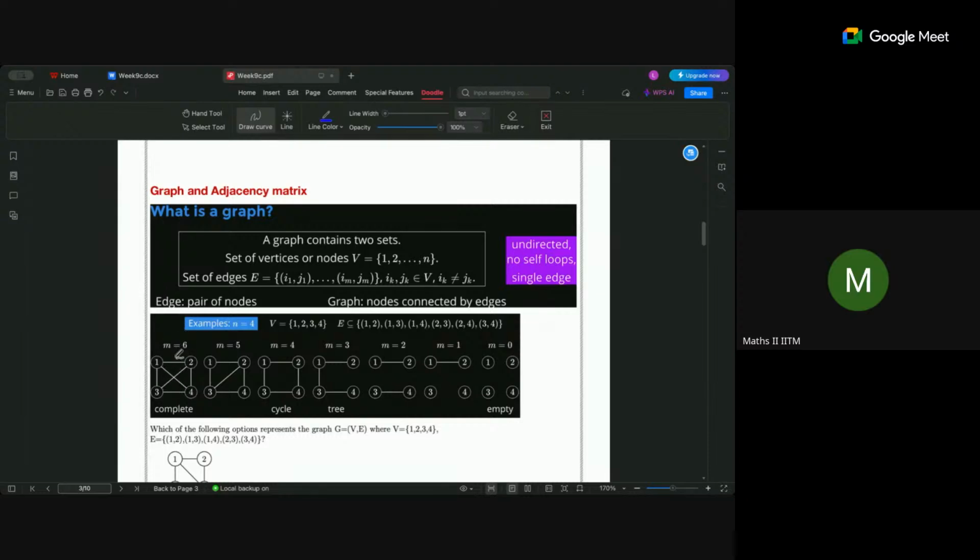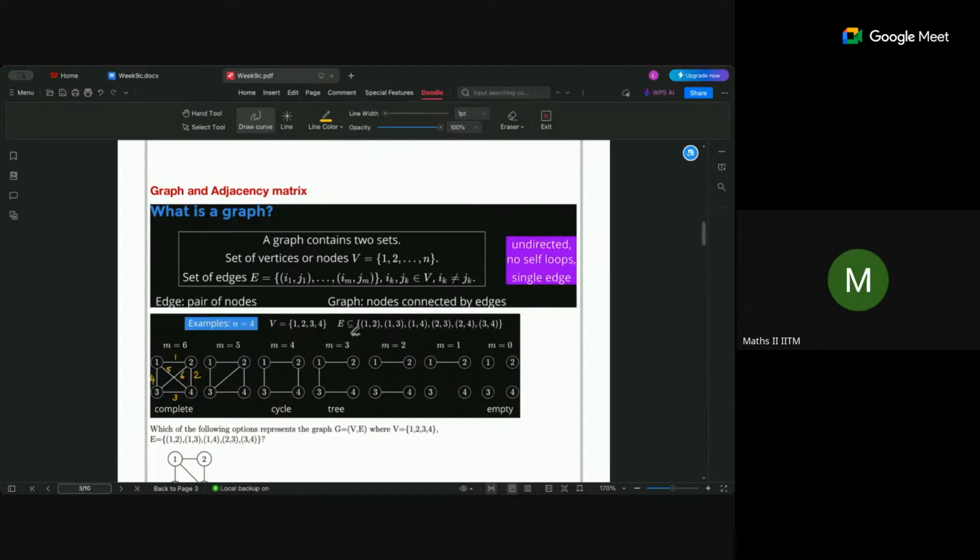We see 6 edges here. Right? So we see 1, 2, 3, 4, 5, and 6 edges. Right? And 4 vertices. So in all these cases, you have only 4. N is equal to 4.